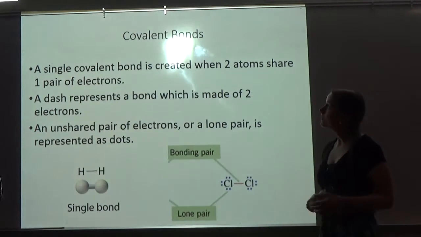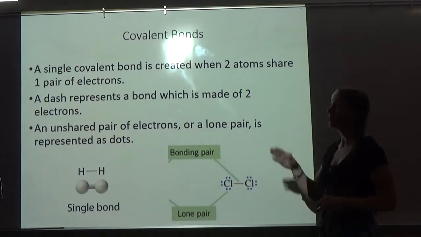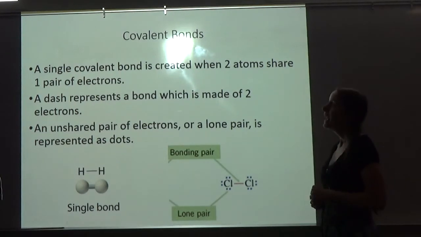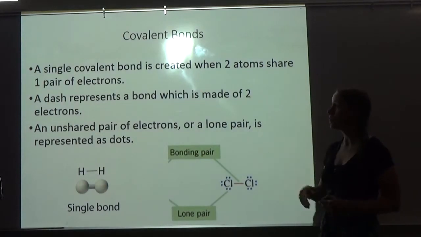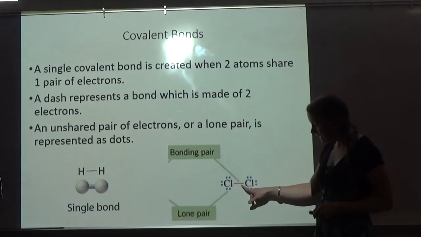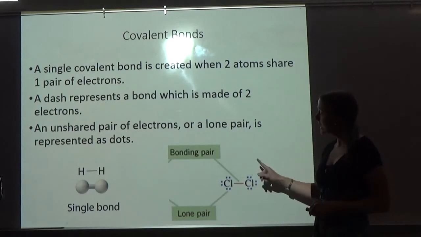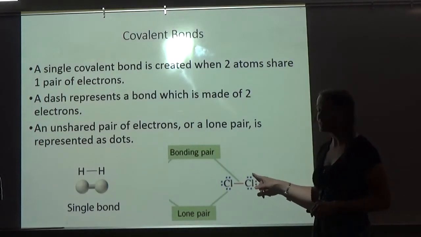A single covalent bond is created when 2 atoms share 1 pair of electrons. One pair is, of course, 2 electrons. A dash represents a bond, which is made of 2 electrons. An unshared pair of electrons, sometimes called a lone pair, is represented as dots. So a bond is drawn as a dash, and a lone pair is drawn as dots.